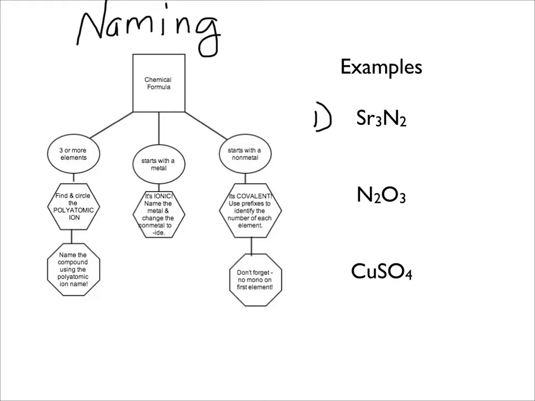Sr3N2. Does it have 3 or more elements? No, it does not. Does it start with a metal? Is strontium a metal? Yes, it is. We're going to follow this column. This means that it's an ionic compound. We're going to name the metal, and then we are going to change the nonmetal so that it ends in -ide. So I would call this strontium, instead of nitrogen, nitride.